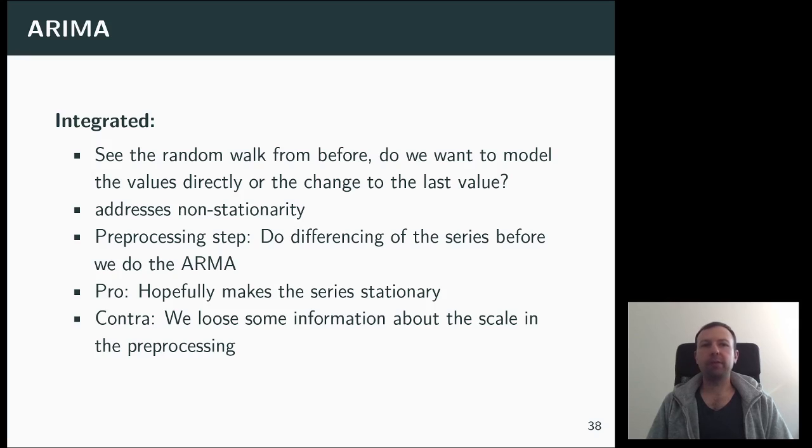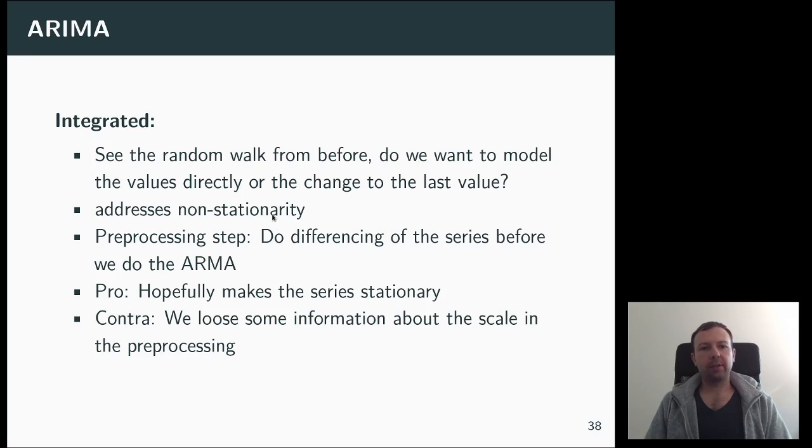So, well, maybe you've heard about an ARIMA model. So what does the I stand for? Well, the I stands for integrated. So we've seen the random walk before. So now the question is, do we want to model the values directly, or do we want to model just the change to the last value?